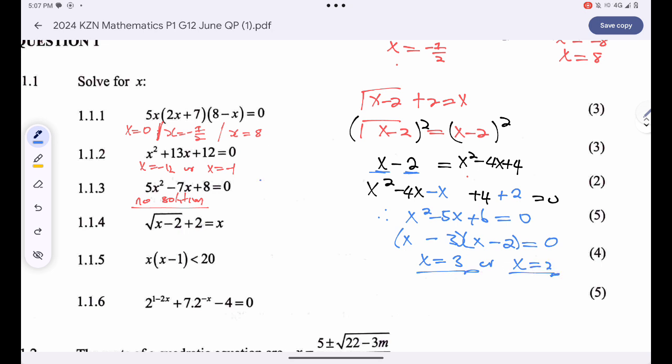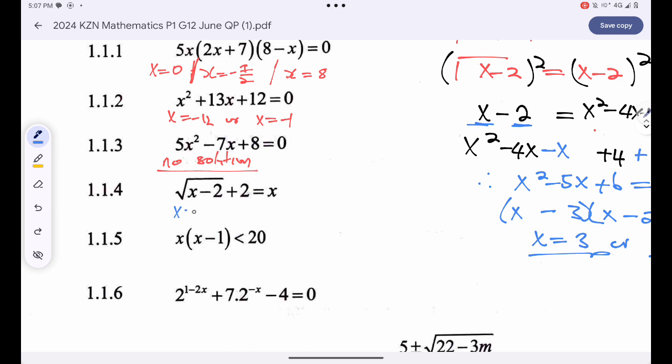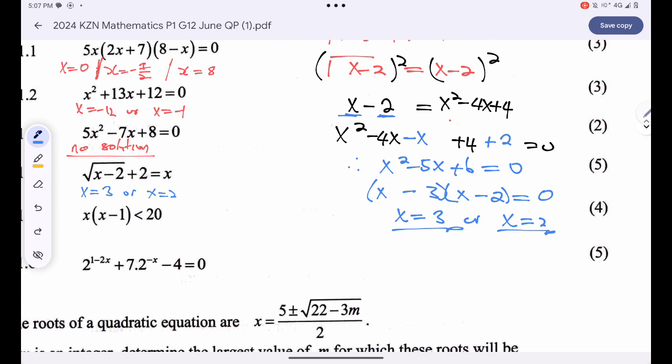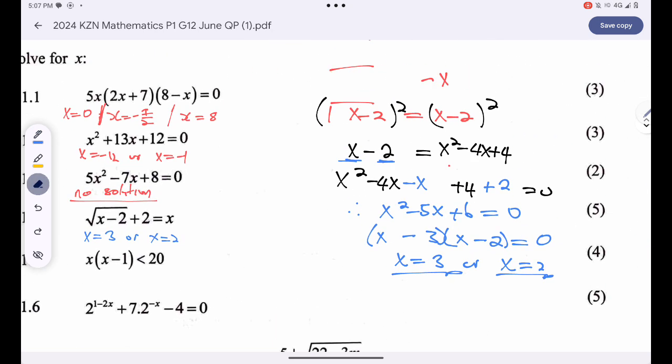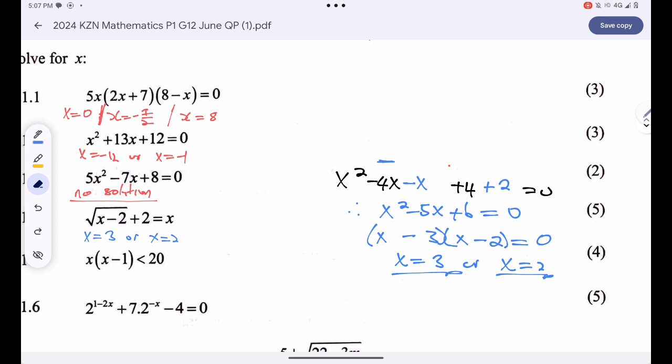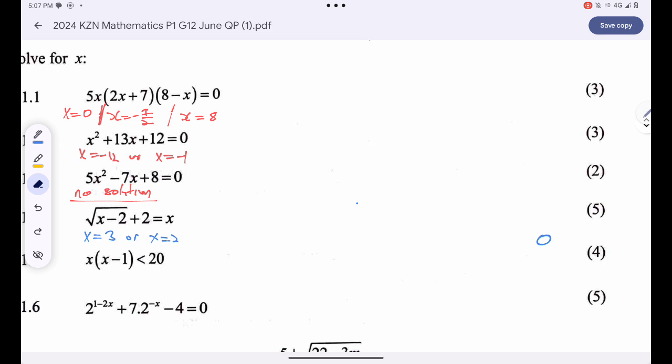So these are the roots of my solutions, the roots of my equation, right? X is equal to 3 or x is equal to 2. Okay, now I'm given an inequality expression which I'm supposed to solve. Solving an inequality, guys, is similar to solving a quadratic equation. Are you together? The only difference would be on how I express my final answer.